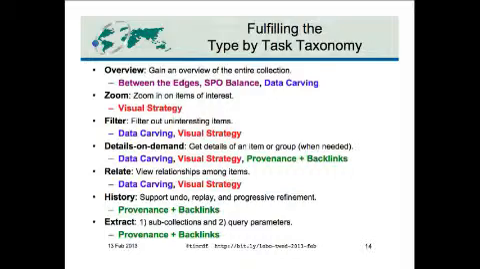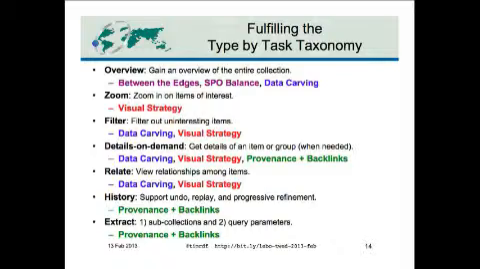So here I have the same 7 tasks from overview down to extract, and I'm kind of filling in what I'm envisioning in creating with Prizms to fulfill what I see as the shortcoming in each of these 7 tasks. So for the overview, I want to talk about tonight both the between the edges and the SPO balance overview techniques, which apply to arbitrary RDF graphs. And then I'll also be talking about the data carving, which allows you to create data subselections.